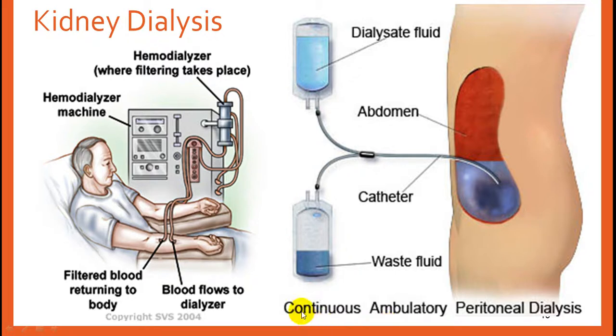Now notice it's called continuous ambulatory. What that means is that it's happening all the time. Ambulatory means you're walking around. So you're able to walk around and proceed with life, not having to sit down for hours at a time like this. Peritoneal means that's where it is, in the peritoneal cavity right there. So it's pretty brilliant, and it has worked for lots and lots of people.